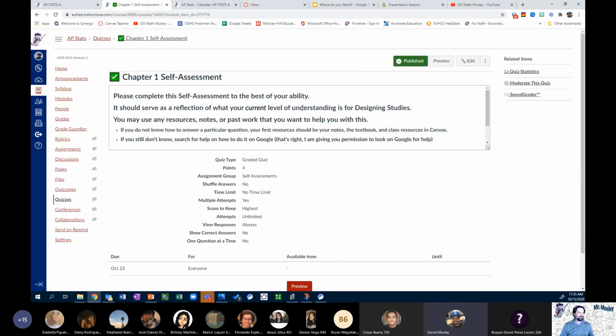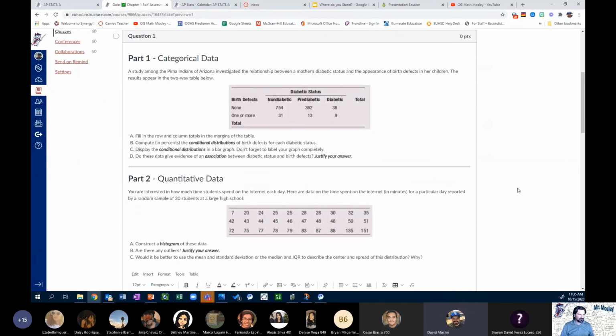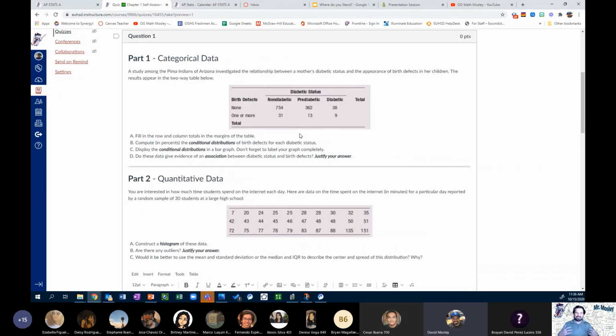Quick little preview. The free response portion, or the demonstration of understanding portion on this, has 2 parts. One having to do with categorical data and one with quantitative data. I didn't want to have to choose one or the other because they're both important and we need to know how to do both of them. For this problem, it might be easiest to do it on a piece of paper, get all your work done, and then upload a picture in for the response.